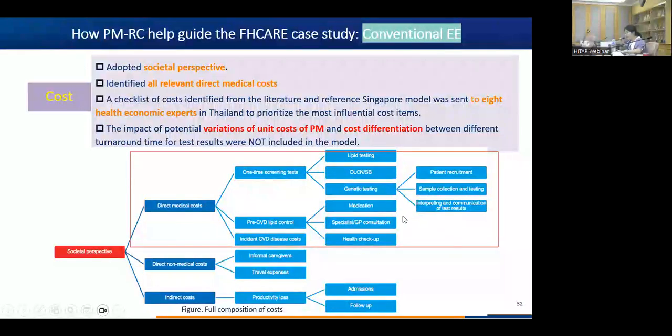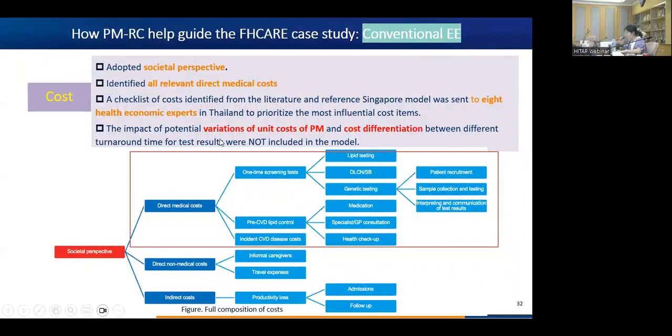A checklist of costs identified from the literature and the reference case model was sent to 8 health economist experts in Thailand to prioritize the most influential cost items. Thus, the expert opinion was highly adopted to determine the relevant and influential cost items to be measured.